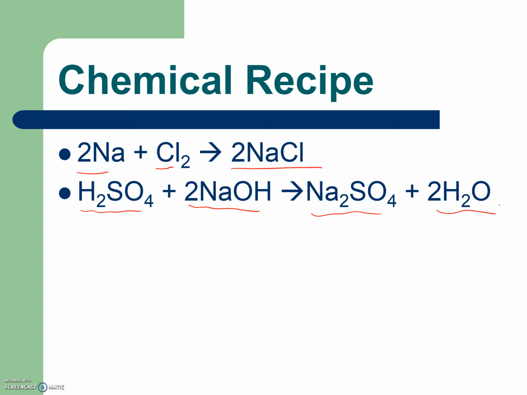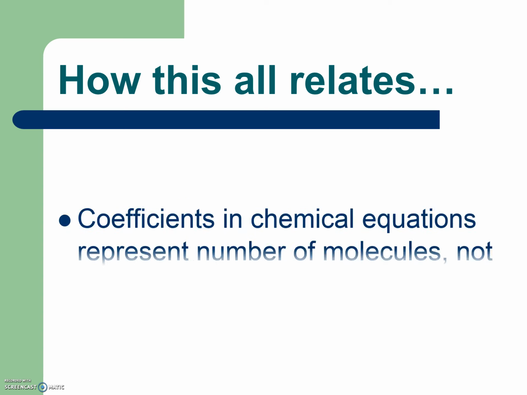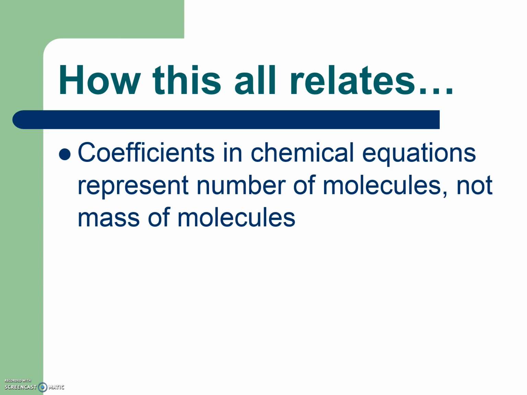Okay, so it's not a perfect math situation, where we look at it as a math problem. 2 plus 1 should equal 3, and it doesn't because of the way things combine. And that's the same way we look at a recipe. So how does this all relate? Well, the coefficients in the chemical equation represent the number of molecules and not the mass of the molecules. Or it represents moles. Okay, it doesn't represent grams.